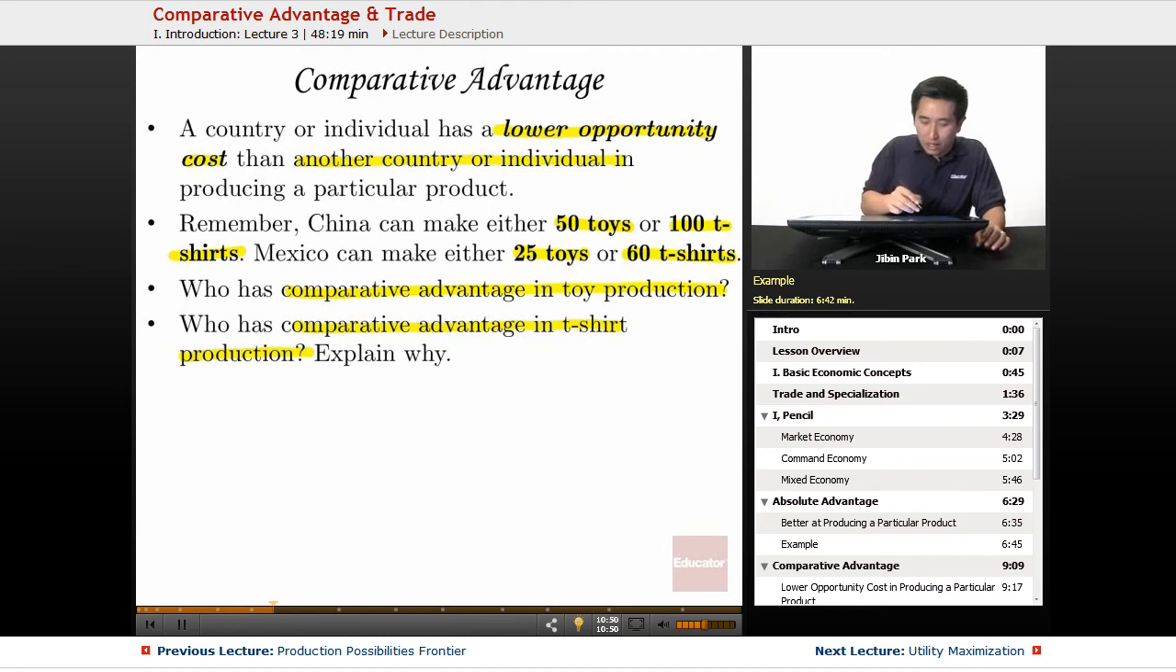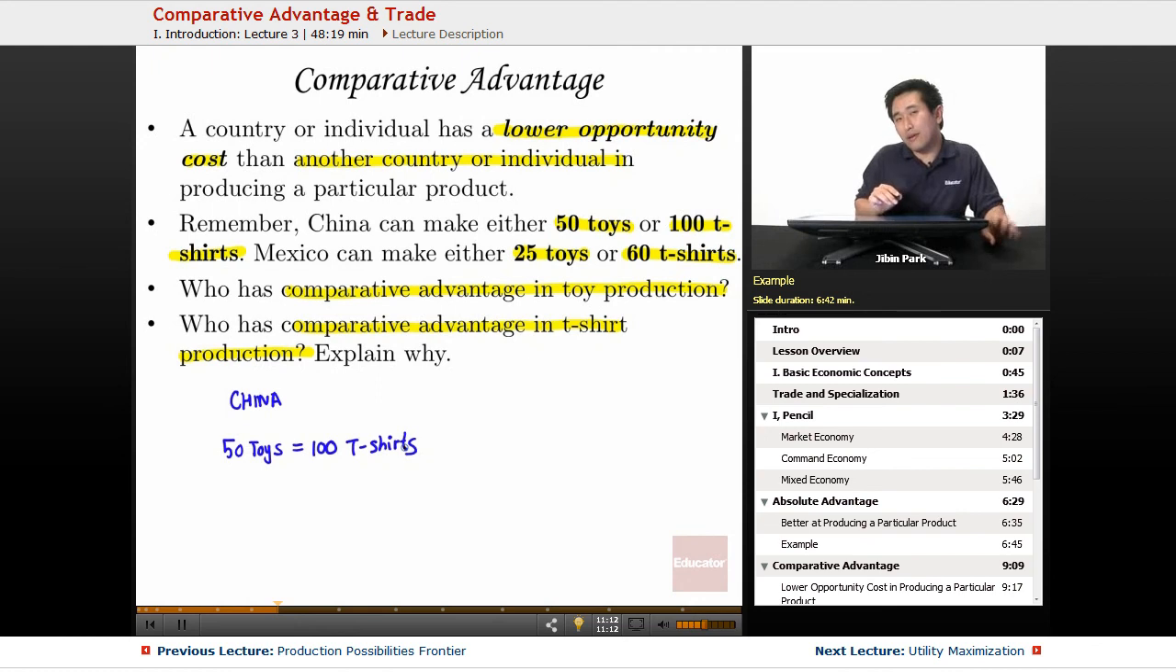So let's go ahead and work out this problem here. Let's look at China first. China can either make 50 toys or 100 t-shirts. So we set that equal to each other because they're interchangeable here. So 50 toys will equal 100 t-shirts.